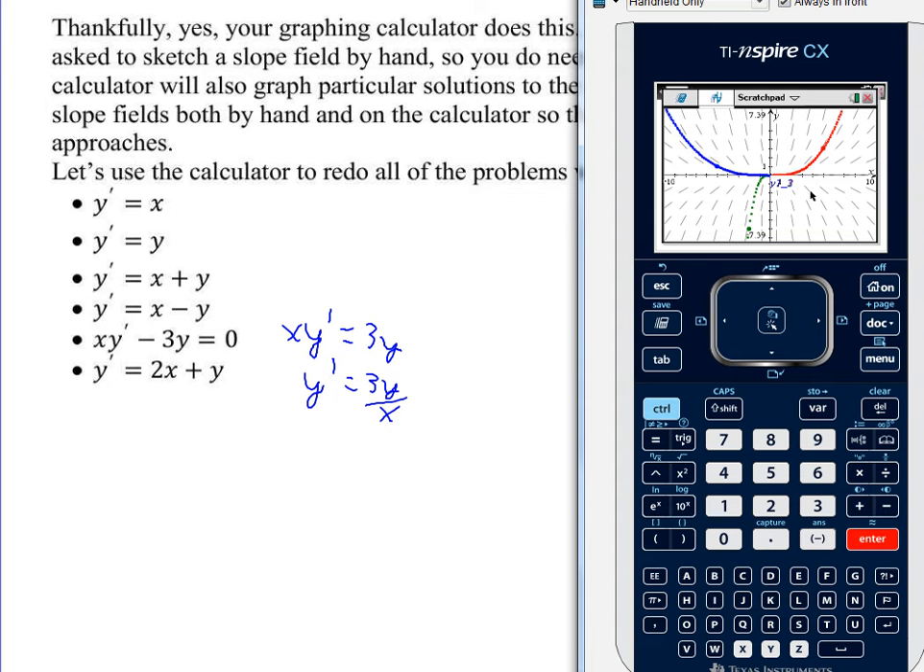What kind of asymptote? How do you know it's a vertical asymptote? Yeah, you're dividing by x here. So when x is 0, you have a vertical asymptote. When y is 0, you have a horizontal asymptote. So in this case, yeah, that's what you have.